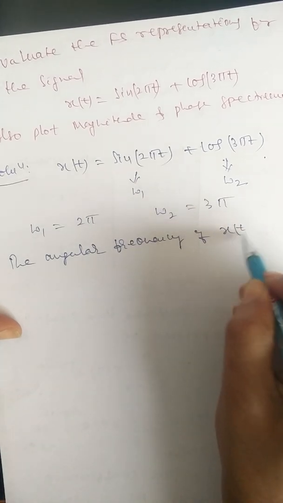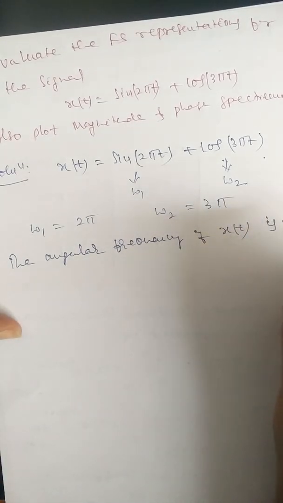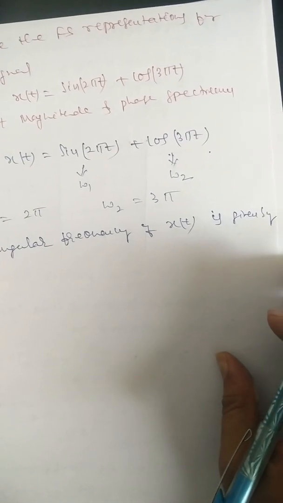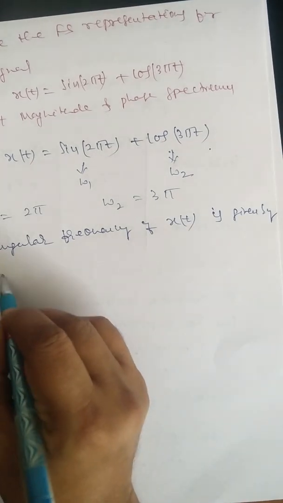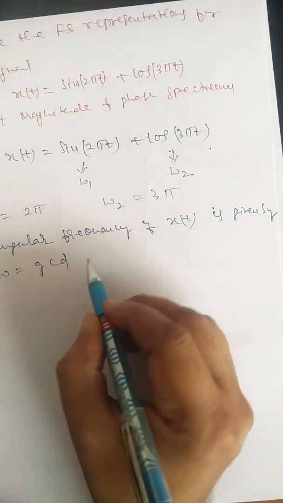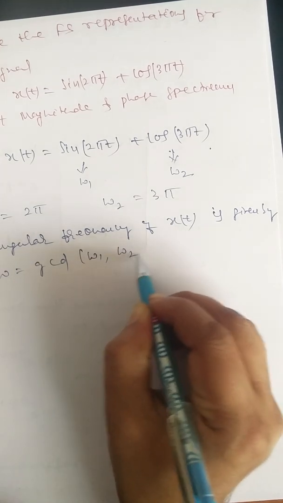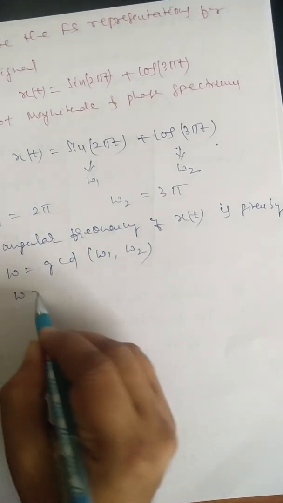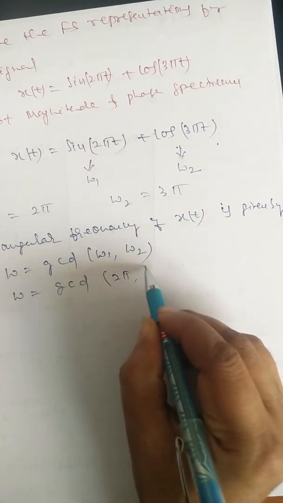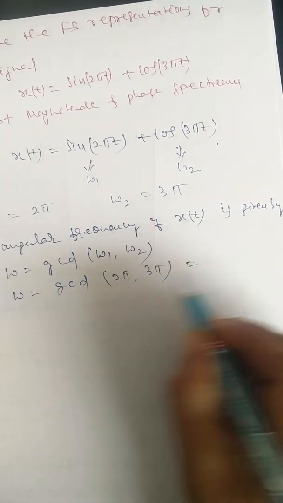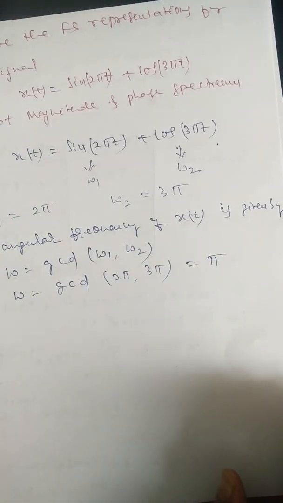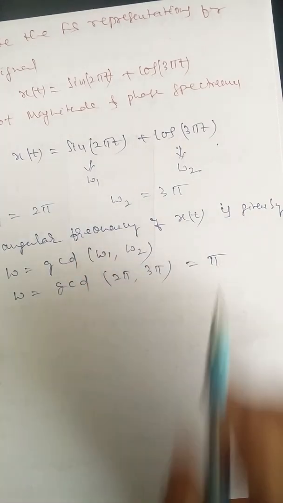The angular frequency of this summation, that is x of t, is given by omega equal to GCD of omega 1 comma omega 2, where GCD means greatest common divisor. That is, omega is equal to GCD of 2 pi comma 3 pi. GCD of 2 and 3 is 1, and pi is common, so GCD of 2 pi and 3 pi is pi. That is, the angular frequency of this summation is pi.